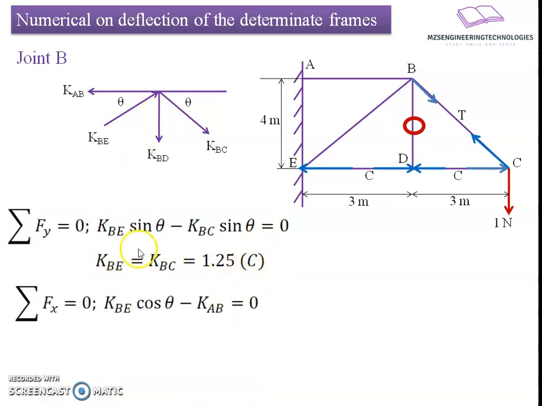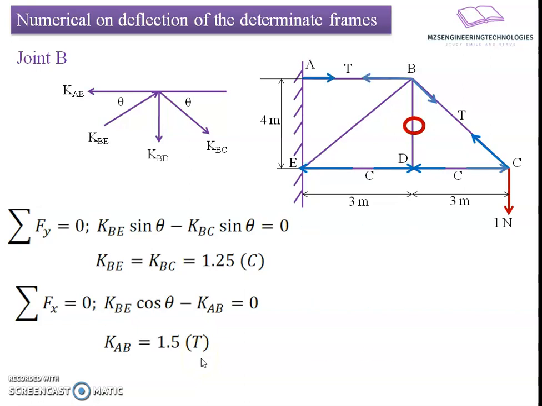Now summation of forces in horizontal direction yields a value. Since the K_BC value is 1.25 and K_BE value is also 1.25, we can say twice the K_BE. Here if you multiply this way, twice, because both are going to move in a horizontal direction, we can say twice K_BE cos theta minus K_AB equals 0, resulting in K_AB value as 1.5 Newton in tensile nature.